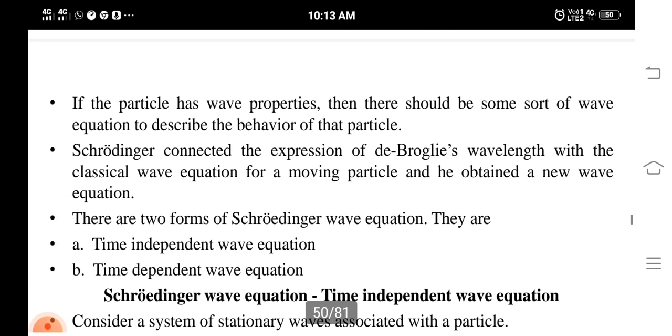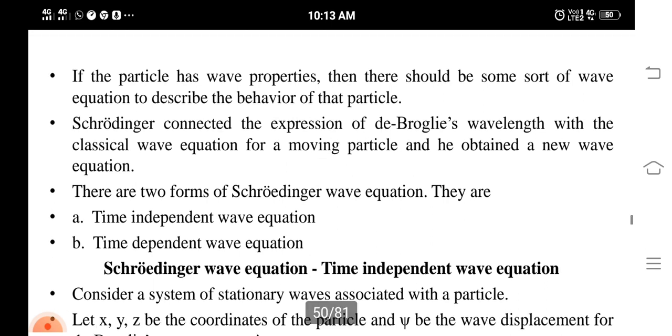As we know, the particle has wave properties, so there should be some sort of wave equation used to describe the behavior of that particle. That work was done by Schrodinger, who connected the expression of de Broglie wavelength with the classical wave equation for a moving particle, and he obtained a new wave equation. That equation is called Schrodinger's wave equation.